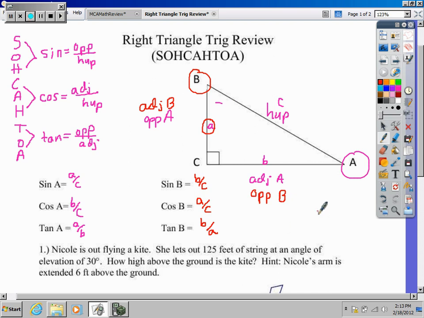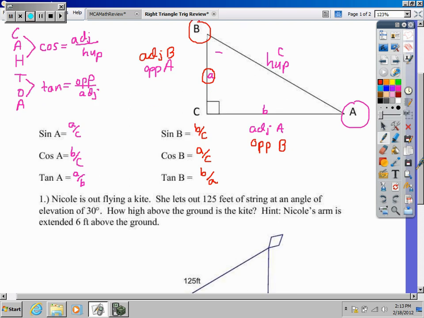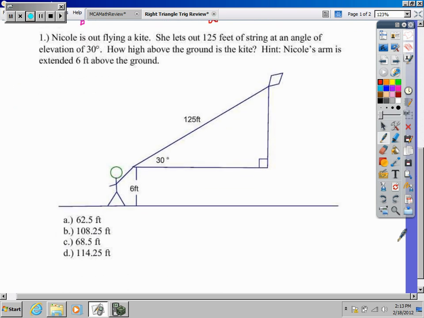Now we're going to use these definitions to identify and find angle measures as well as side lengths on these triangles. And we're going to do a couple examples together. So here's our first example. Nicole is out flying a kite. She lets out 125 feet of string at an angle of elevation of 30 degrees. So the 30 degrees is from a horizontal going up. That's an angle of elevation, going from the horizontal up. How high above the ground is the kite?